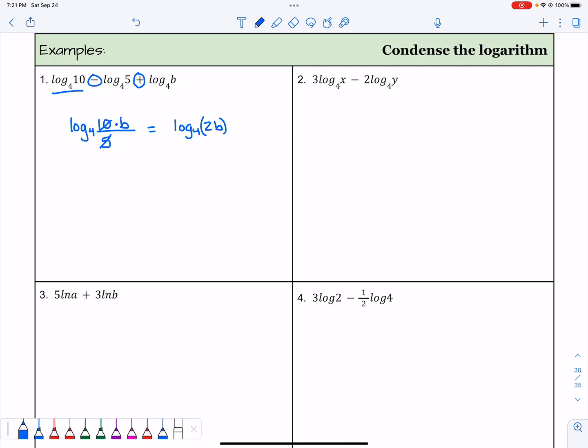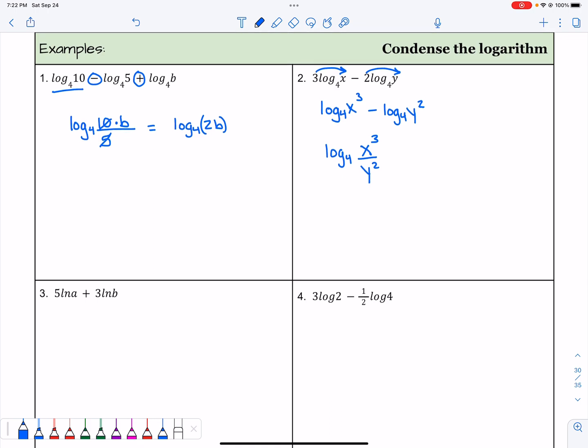We have 3 log base 4 of x minus 2 log base 4 of y. So first I just need to move the exponent back. It's the last thing we do when we are expanding, but the first thing we do when we're condensing. So I have log base 4 of x cubed now minus log base 4 of y squared. And then those are subtracting. So subtracting goes with dividing. So write the first one down and then divide by just the y squared, because you only want to write one log base 4 since you're condensing them.